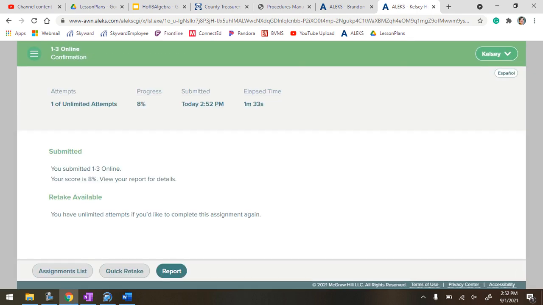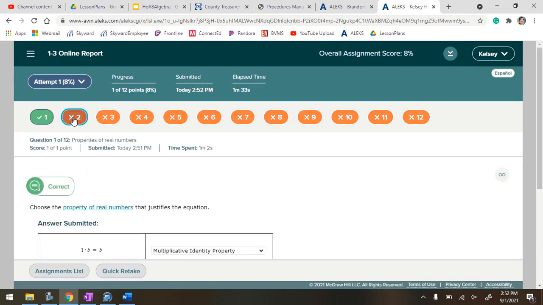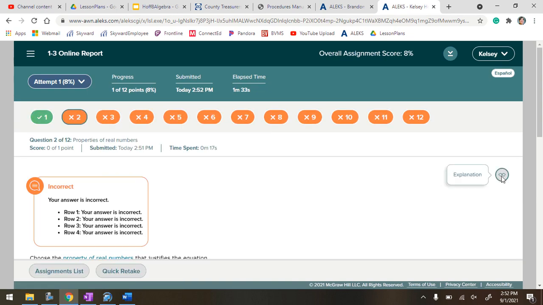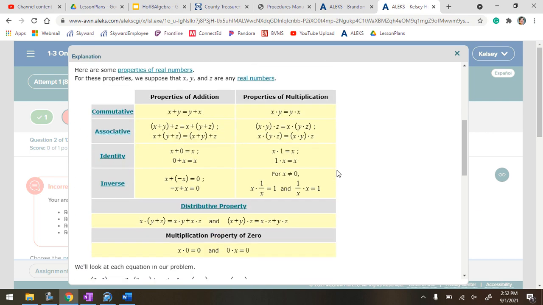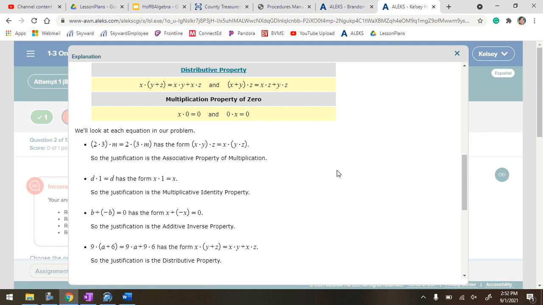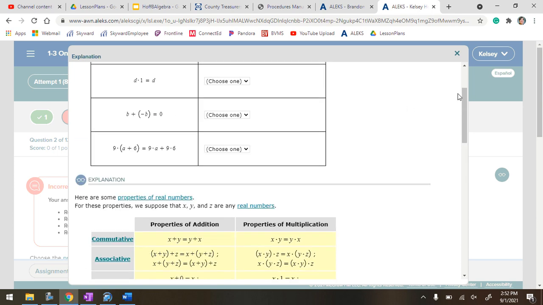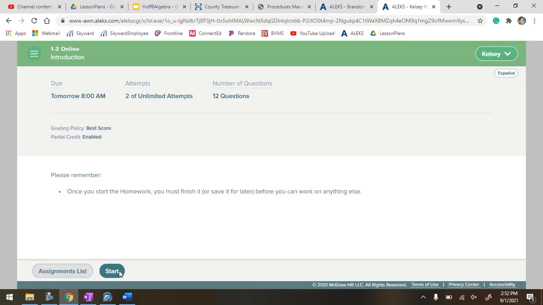My purpose is because I want the practice and to fine-tune your skills and even questioning. So when you go and you submit, if you hit report, you can go to the problem you got wrong. We did number 2 and got it wrong. And you go to these glasses right here. It will walk you through step by step why each one is the property that it is. This is probably most important when you're at home, right? When you don't have me as a reference. Okay? You're like, oh, duh, I know how to do this. You click quick retake. You hit start.